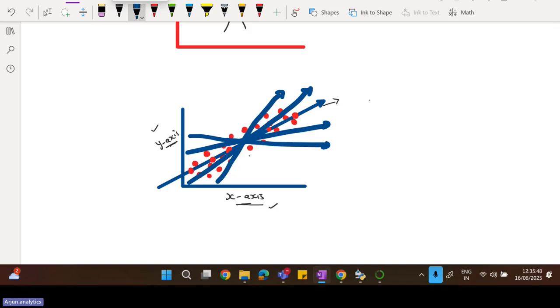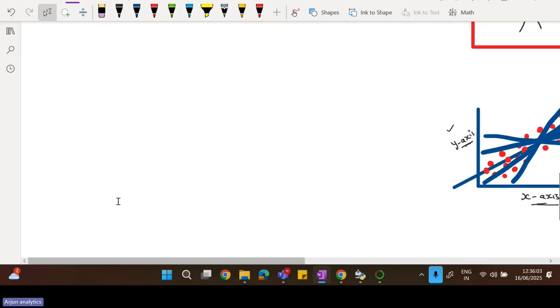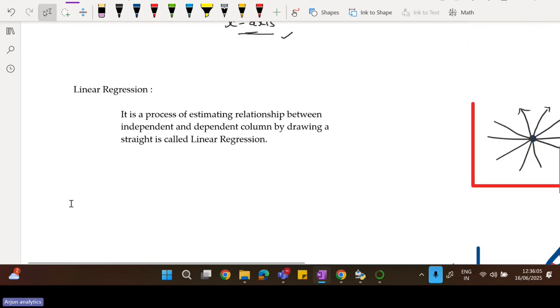Which one is the line which will estimate for us the relationship between them? Which line is the one which estimates the relationship? Now the question is valid. Which line will help us to estimate the relationship? Now how to identify the line?